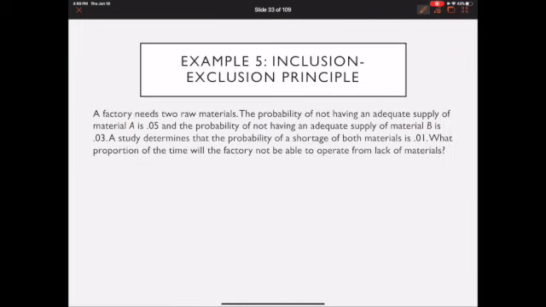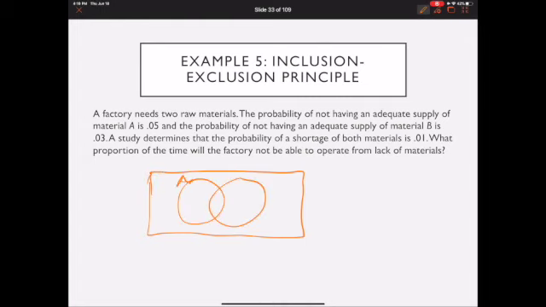So, for example, let's say a factory needs 2 raw materials. I'm going to draw a Venn diagram, you watch. The probability of not having an adequate supply of material A is 0.05. I don't want to fill that in yet. And the probability of not having an adequate supply of material B is 0.03. A study determines that the shortage of both materials is 0.01. What proportion of the time will the factory not be able to operate from lack of materials?